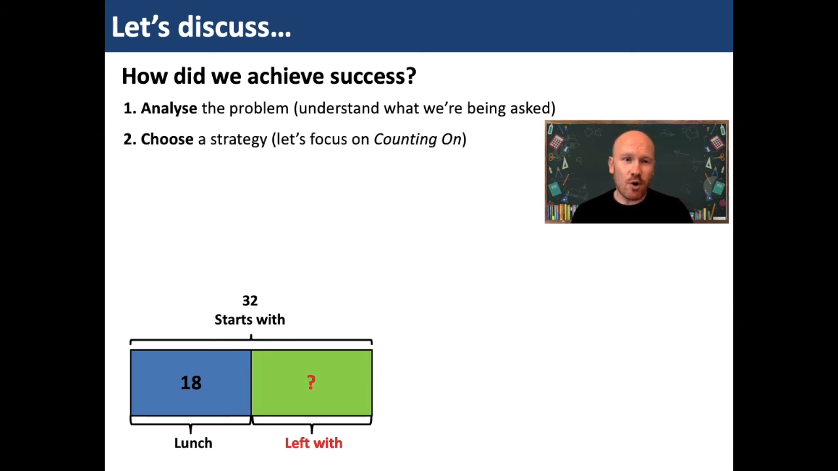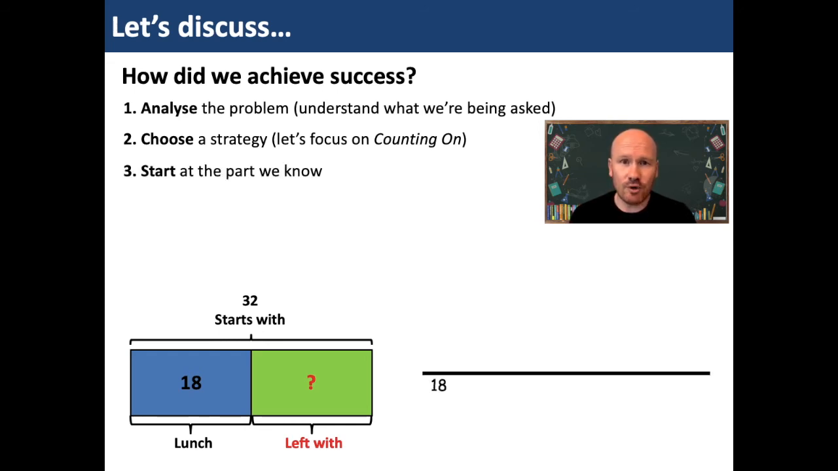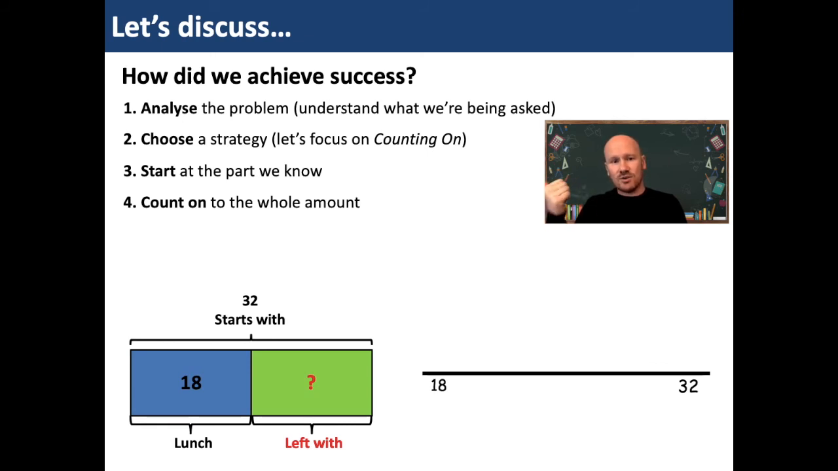Once I've analysed the problem, it's time to choose a strategy. And in this case, I'm going to focus on counting on. So when we're counting on, I'm going to start at the part we know, start at that 18, and I know that I need to count up to the whole amount of 32. Now, we could have done that by starting at 18 and counting 19, 20, 21, 22, 23, 24, and so on, but we didn't do that. We used jumps in friendly numbers.